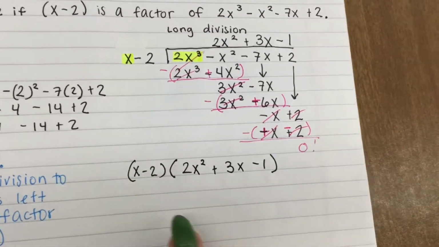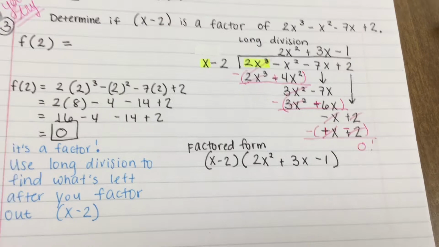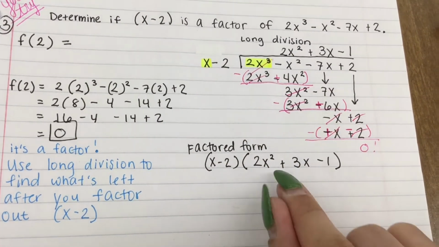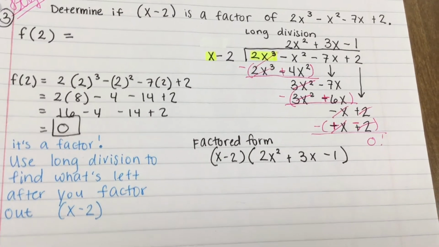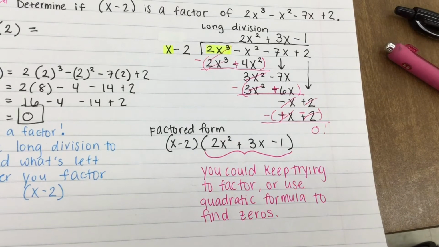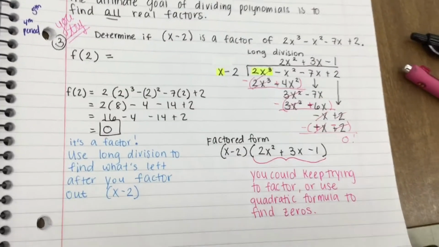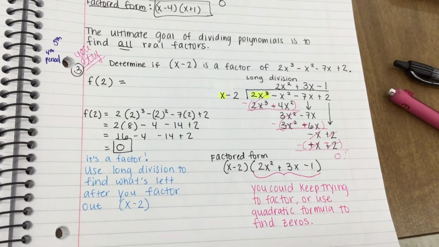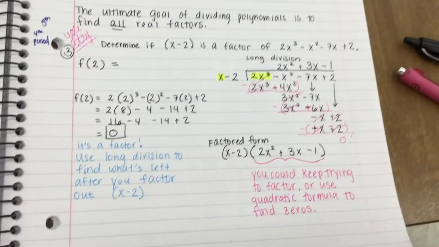So that means that I can write the factored form of this equation. x minus 2 times 2x squared plus 3x minus 1 is equivalent to that original x to the third expression. Now here you would want to check to see if you could continue factoring. Here you can't. I tried it. You end up getting decimals for your zeros. But your ultimate goal is to find all of the zeros of the polynomial functions.